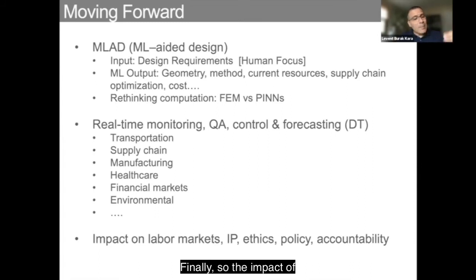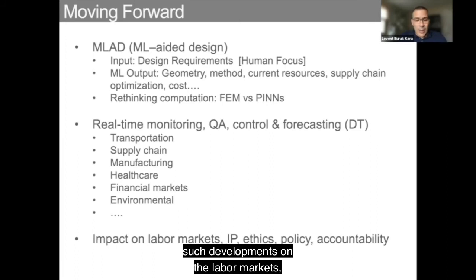Finally, the impact of such developments on the labor markets, intellectual property, ethics, policymaking, and accountability is not trivial. So there are a lot of people working on all these different aspects, not only engineers, not only computer scientists, but philosophers are now involved in these. But it's a big, big space in which things will be changing very, very rapidly. So it's an exciting future, but it's something we also need to study, understand, and hopefully have our hands in shaping this future. Thank you very much for your attention, and I'll be happy to take any questions.